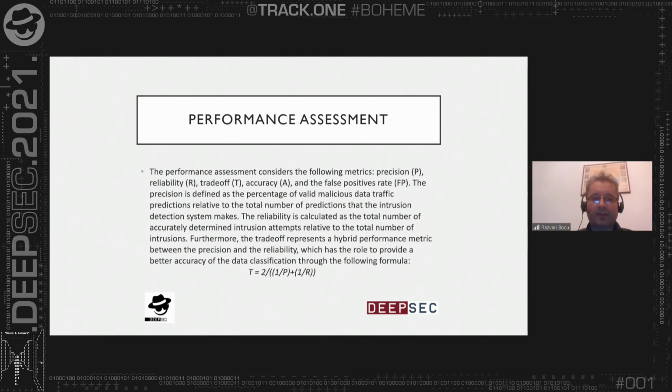In short, the precision is defined as the percentage of valid malicious data traffic predictions relative to the total number of predictions that are made. Furthermore, reliability is computed as the total number of properly determined intrusion attempts in connection to the total number of intrusions. The trade-off designates a hybrid performance metric that considers both precision and reliability. And its role is to offer a better accuracy of the data classification through this formula. In this formula, P comes from precision and R represents reliability.